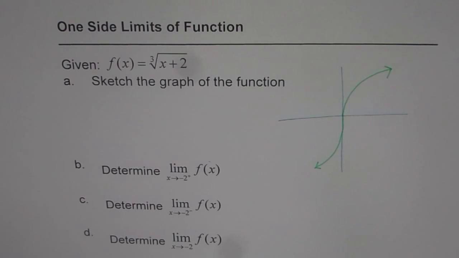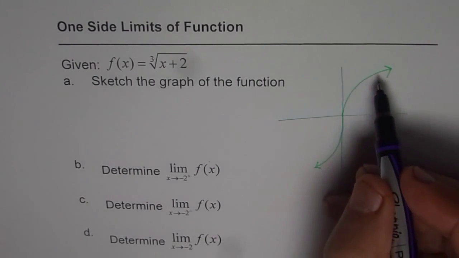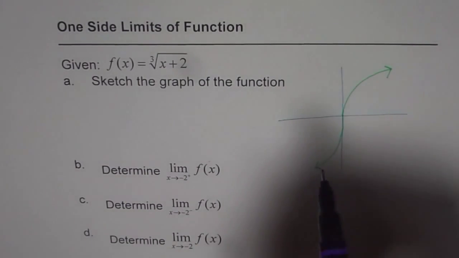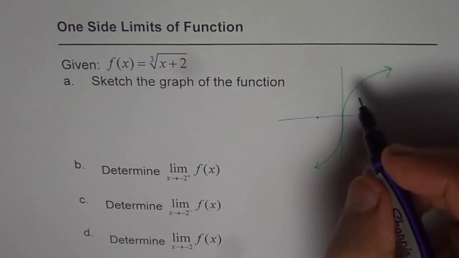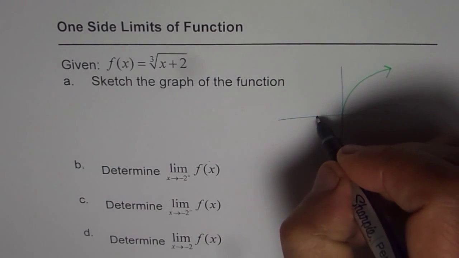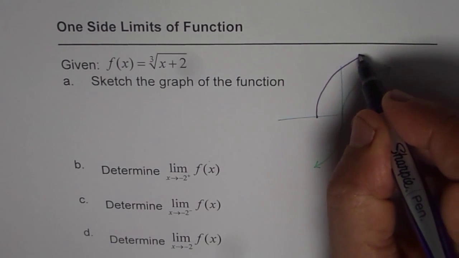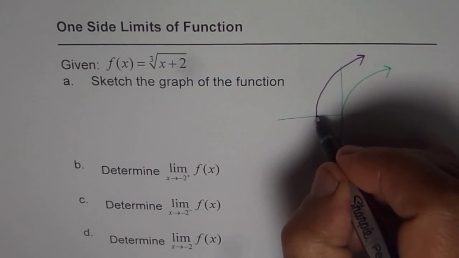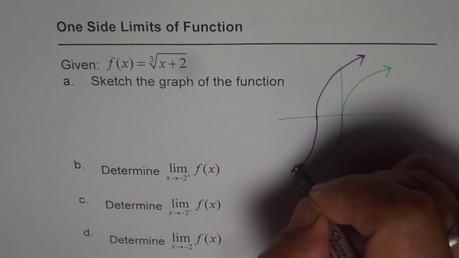I'm not really bothered about the accuracy here. You should be plotting it on graph paper with some values, and good values to take for a cube root function are 0, plus minus 1, plus minus 8, for example. These are the good values. Anyway, we are understanding the concept. So let me move this 2 units to the left. Let us say this is 2 for us. Then the graph of the cube root function will be kind of like this, right? And it's a very enlarged view, correct?